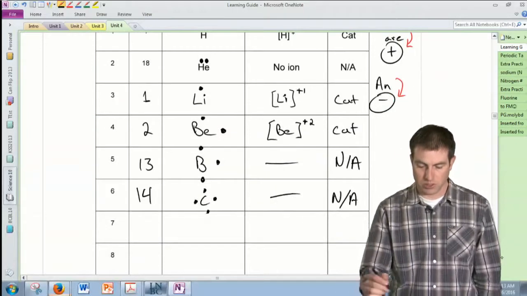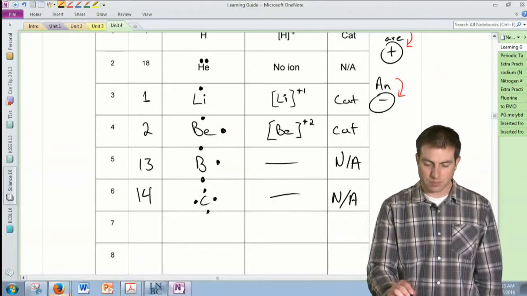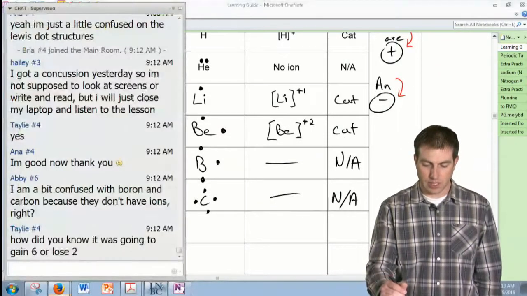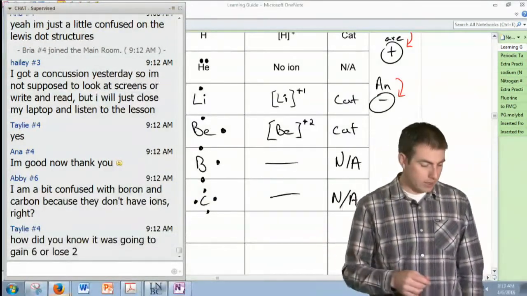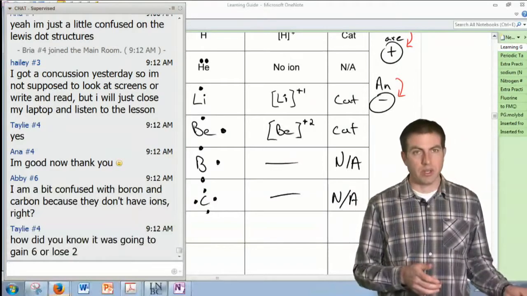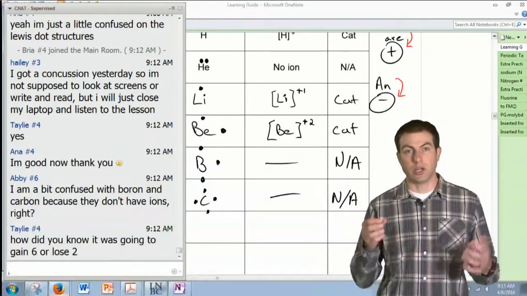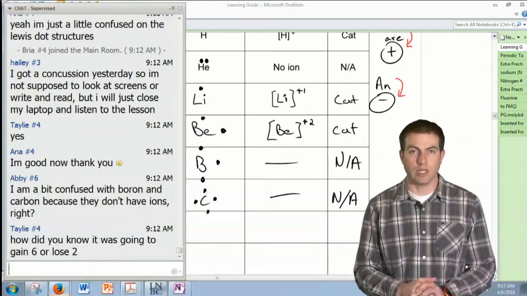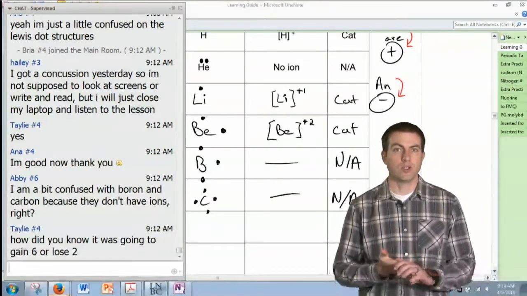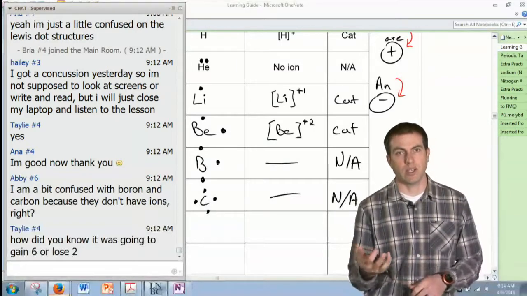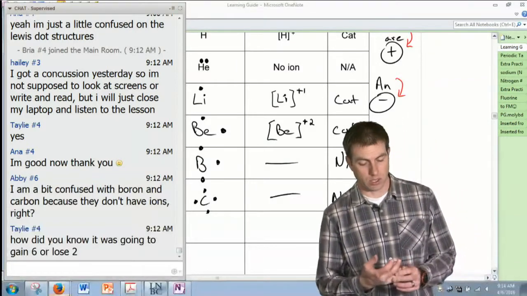So boron and carbon don't have ions, because when we say, oh, are they going to gain or lose, they're right in the middle. And the way to notice on the periodic table is that there's no charge indicated in the top corner of those guys. So you can just write there's no ion. It doesn't form an ion. So boron and carbon, they won't form ionic compounds. They'll only form covalent compounds.